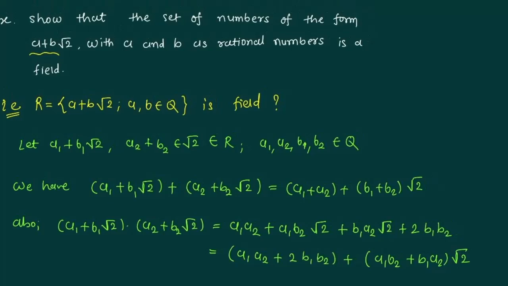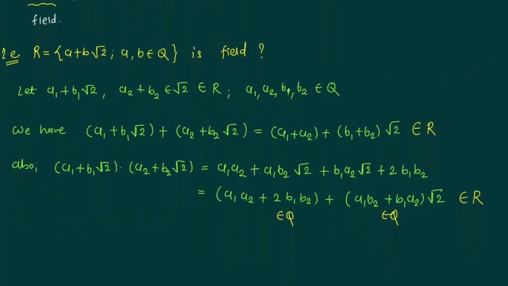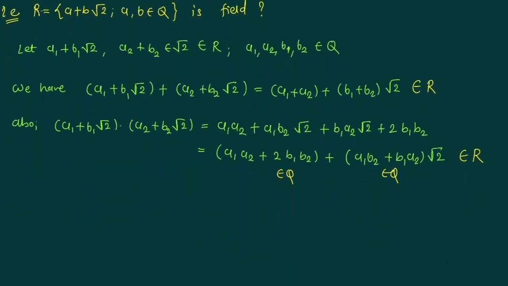If a1 and a2 are from the rationals, then the addition of a1, a2 and b1, b2 is an element of our ring R, and the multiplication of rational numbers is again a rational number, so this element belongs to Q and this belongs to Q, so the whole number belongs to R by the definition of set R. Now all the elements of R are real numbers, and we know that addition and multiplication are both associative as well as commutative compositions in the set of real numbers, because each element of set R is a real number.